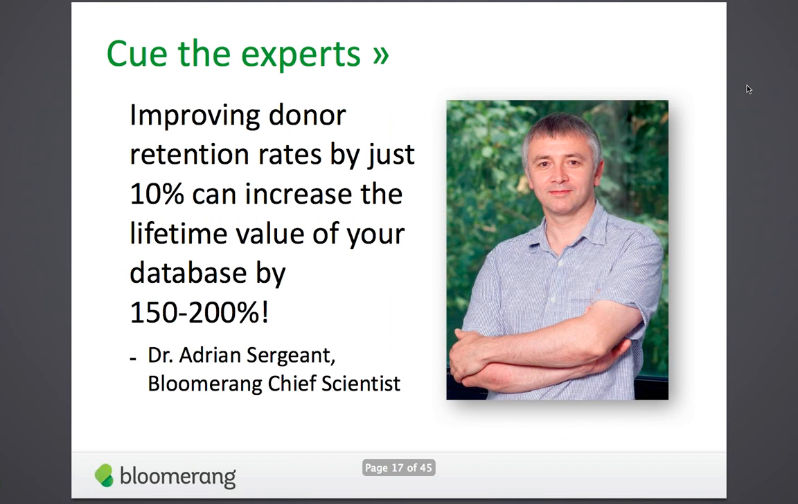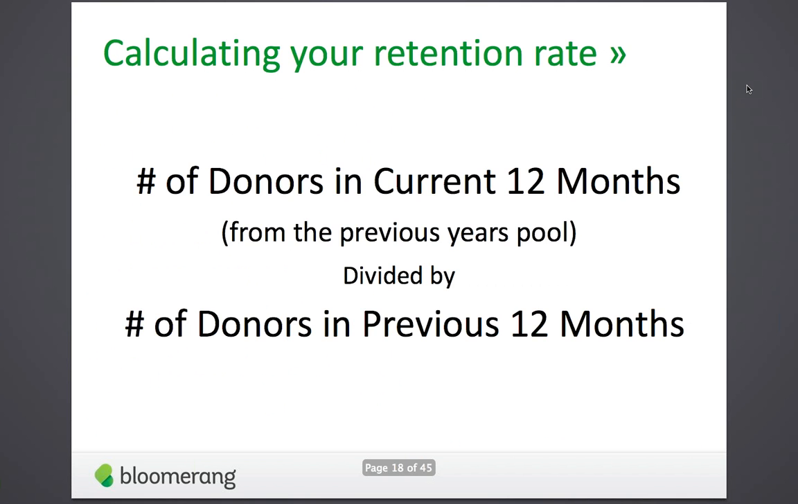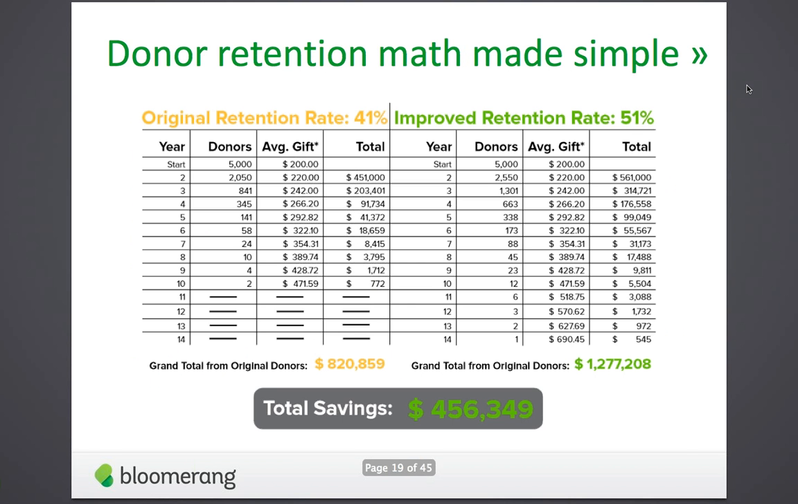It was actually Dr. Sargeant who coined the phrase: improving donor retention rates by 10% can increase lifetime value by 150 to 200%. And when Dr. Sargeant first said that to me, I asked him if he could prove that to me in some sort of statistical manner. And he said, well, first of all, you have to understand the actual retention rates and where they come from.